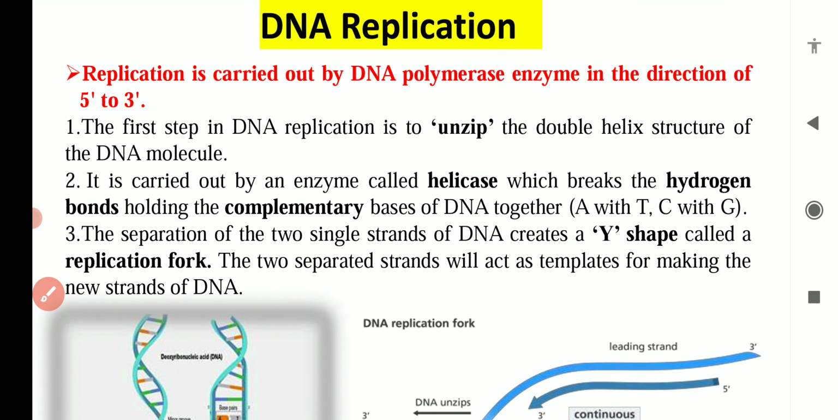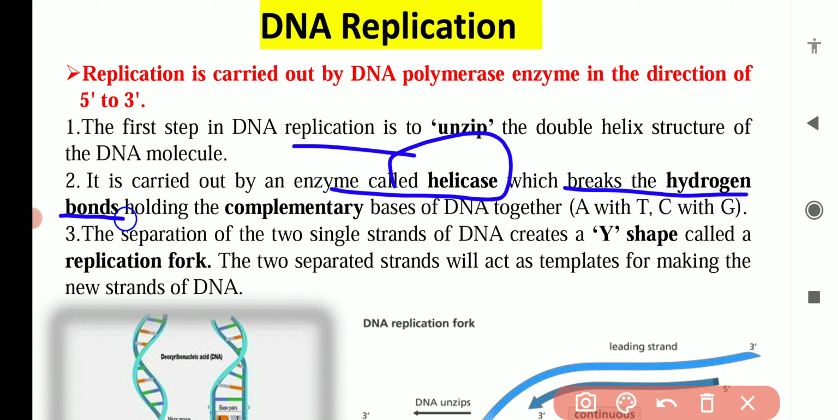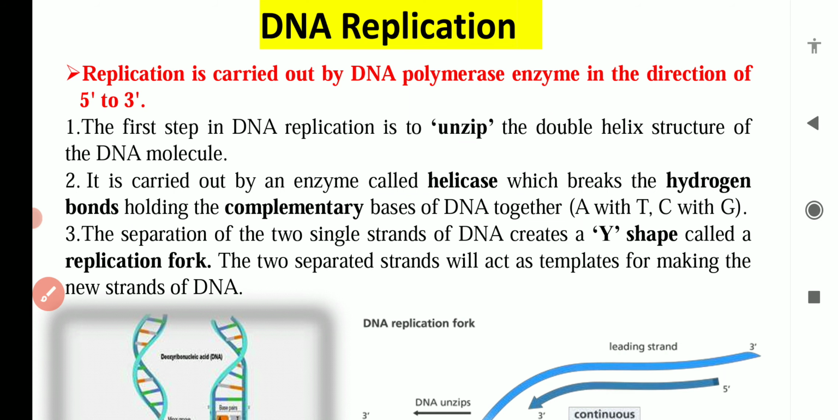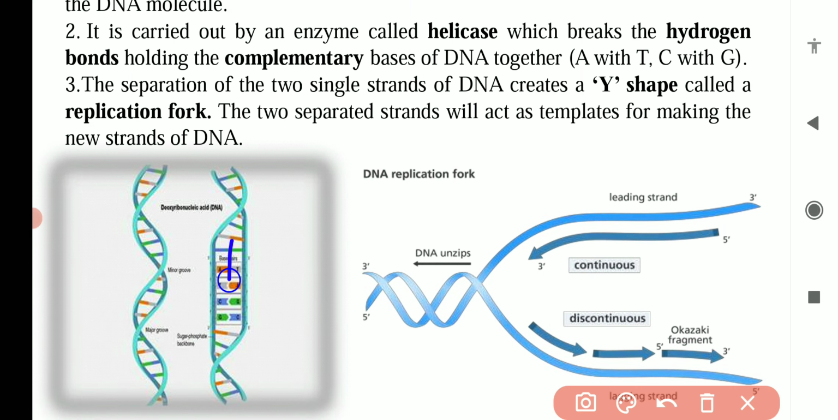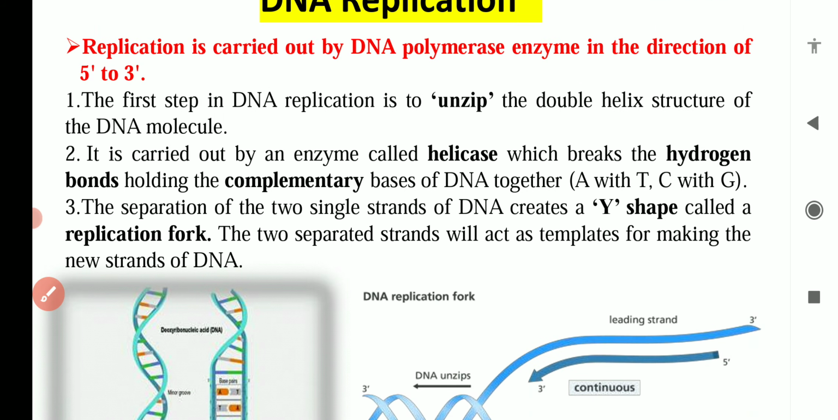This is known as unzipping, and it is carried out by the enzyme known as helicase. This enzyme helicase breaks the hydrogen bonds holding the complementary bases of DNA together. So helicase is the enzyme which will break the hydrogen bonds between these nitrogenous bases, and make the two DNA strands break apart. The separation of these two single strands of DNA creates a Y-shaped structure known as the replication fork. So what is the replication fork?